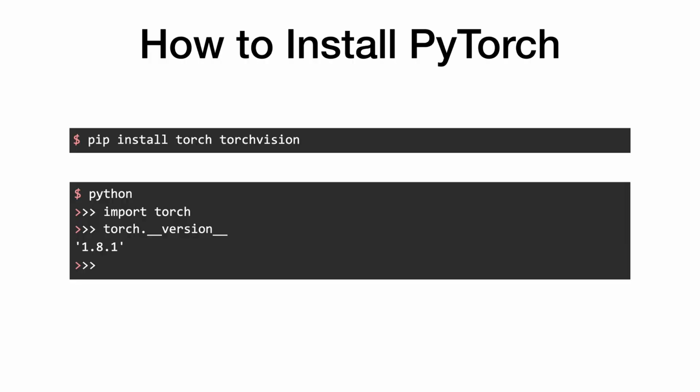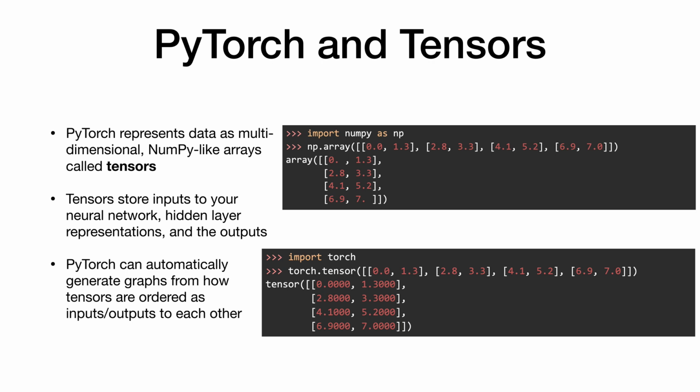So how do you install PyTorch? Simple. You just use pip. You install Torch and TorchVision into your virtual environment or your system environment, depending on how you've configured your Python environment on the machine. Then you can open up a Python shell and import Torch into your programs. Really that simple.